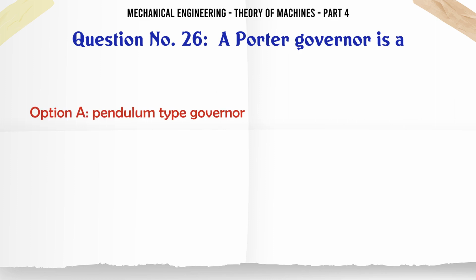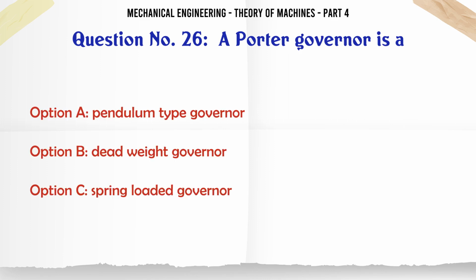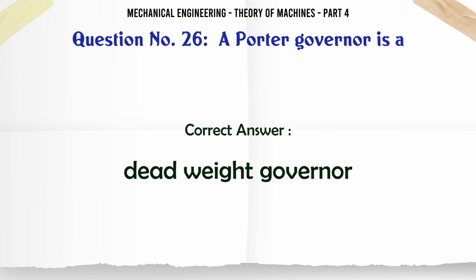A porter governor is A pendulum type governor, B deadweight governor, C spring-loaded governor, D inertia governor. The correct answer is deadweight governor.